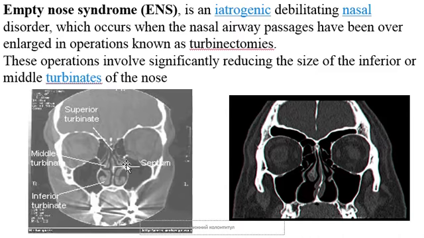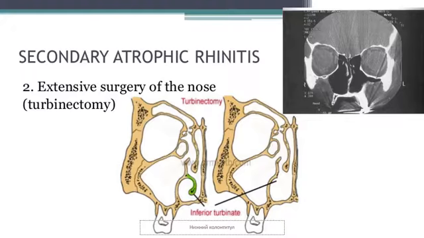These operations involve significantly reducing the size of the inferior or middle turbinate of the nose, and extensive surgery of the nose. Even in the CT scan, we can see the middle and inferior turbinates completely resected.